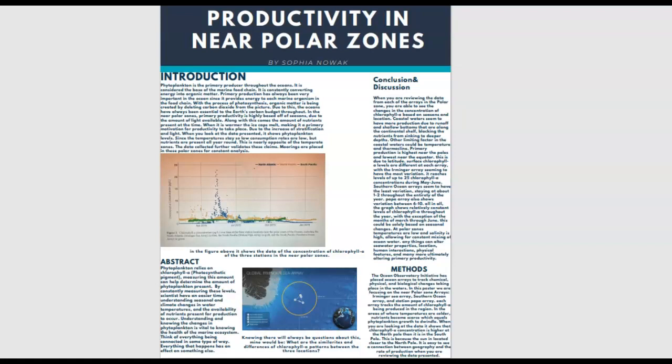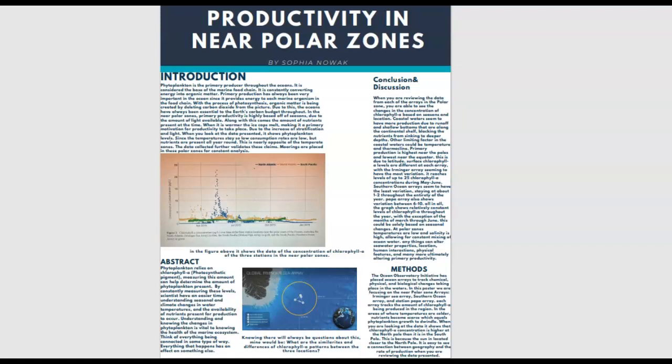Other limiting factors in the coastal waters could be temperature and thermocline. Thermocline is where the temperature of the ocean sharply decreases. This would be an indication of two layers of water coming together with different temperature and density. Primary production is highest near the poles and lowest near the equator. This is due to latitude.